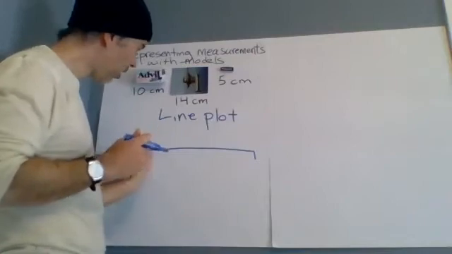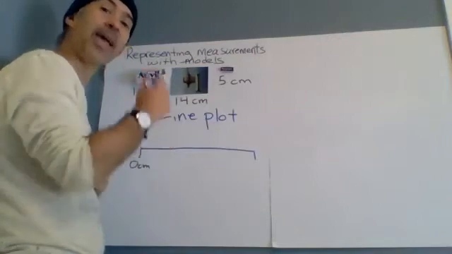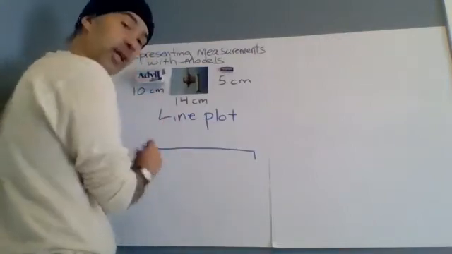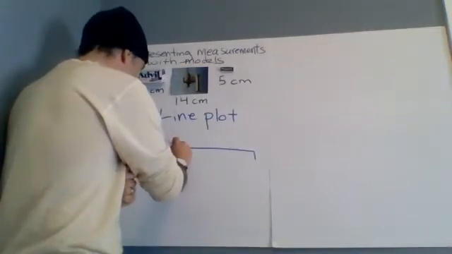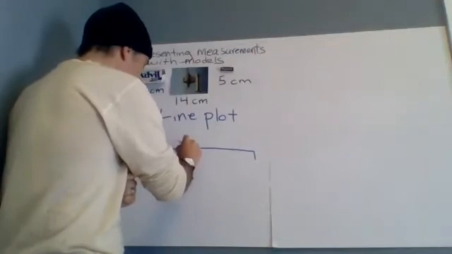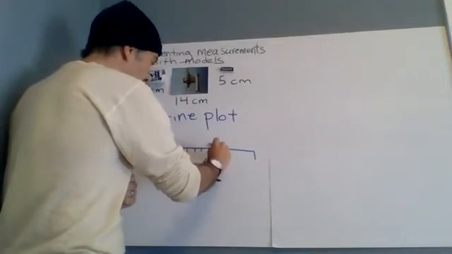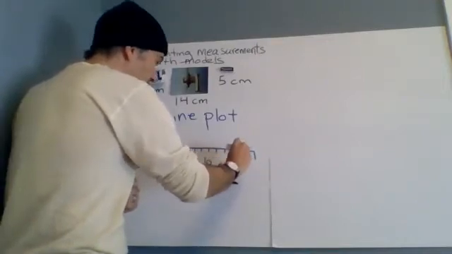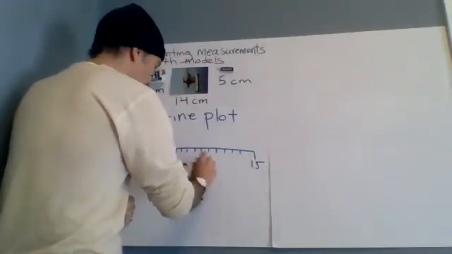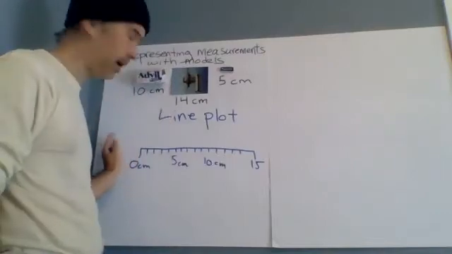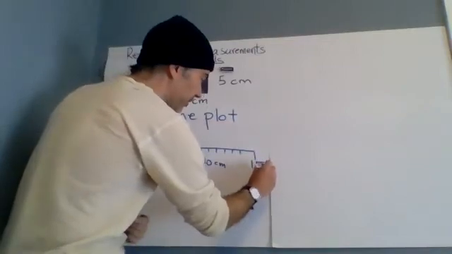So on my line plot, on my number line, I'm going to break it up into centimeters. So I'm going to go 0 centimeters, 1, 2, 3, 4, 5. I'm going to mark that. 6, 7, 8, 9, 10. I'm going to mark that. 11, 12, 13, 14. So then that will be 15. So here's my line plot, starting at 0 centimeters all the way to 15 centimeters.